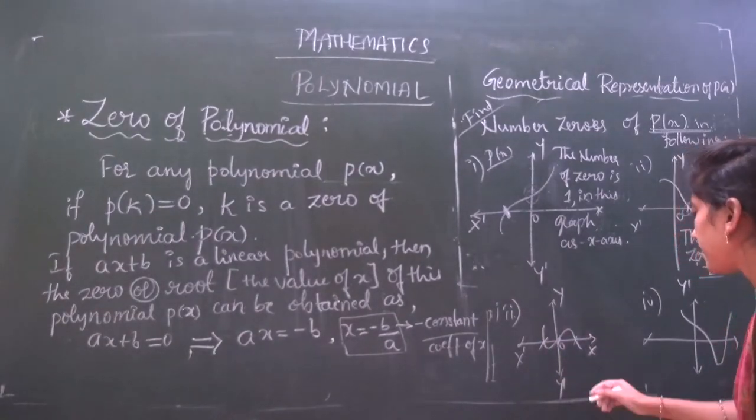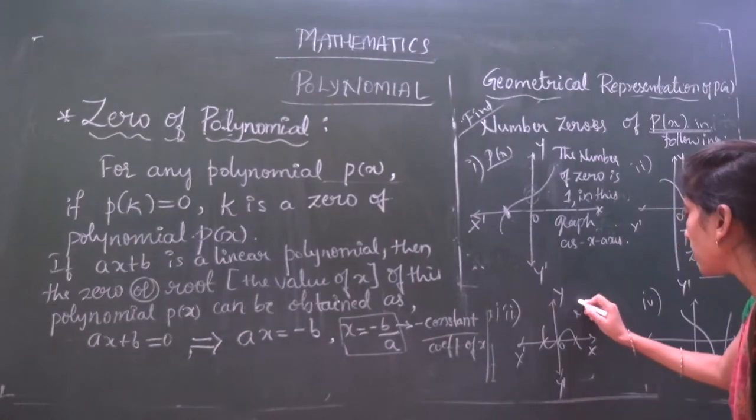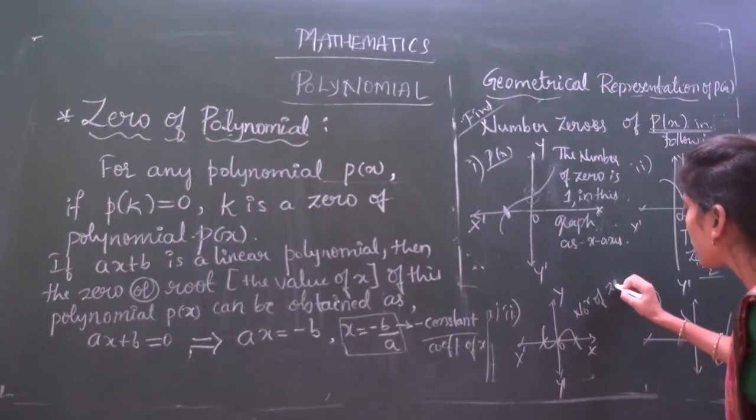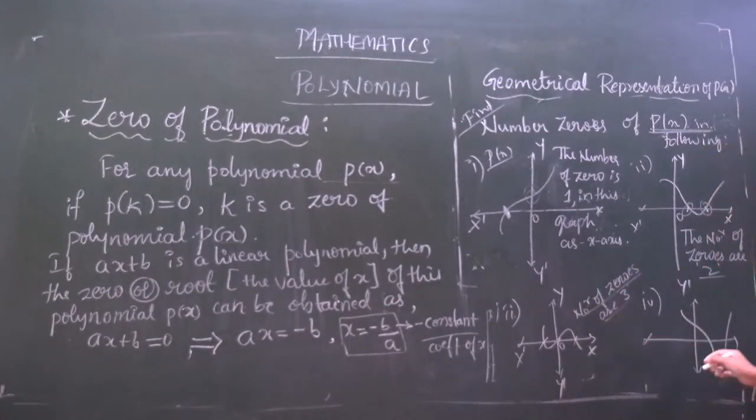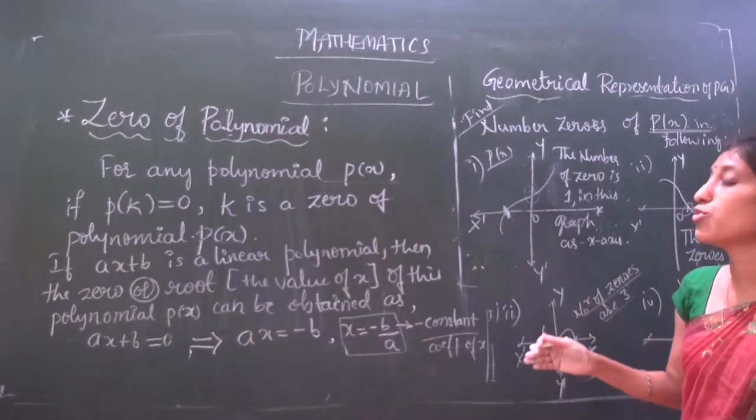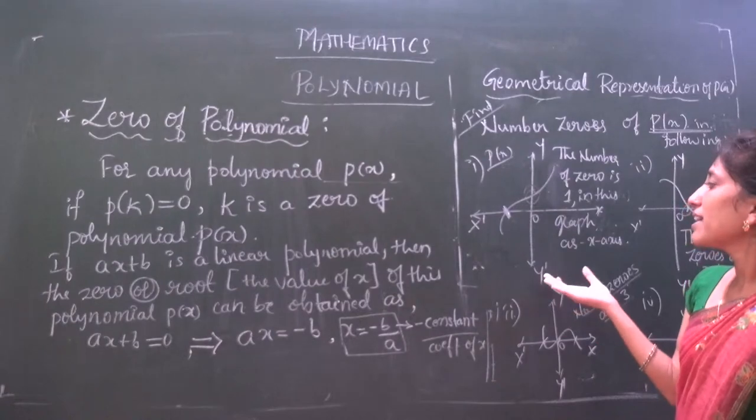Similarly, in the third graph, what can we say? 1, 2 and 3 are there. So the number of zeros is 3. Similarly, in the last situation, the y-axis is there, but we cannot consider it because it is only P of x. So we can say only 2. On the x-axis, we have only 2 points which cut the axis. So the number of zeros will be 2. Okay, I have generally taken these examples to help you understand.